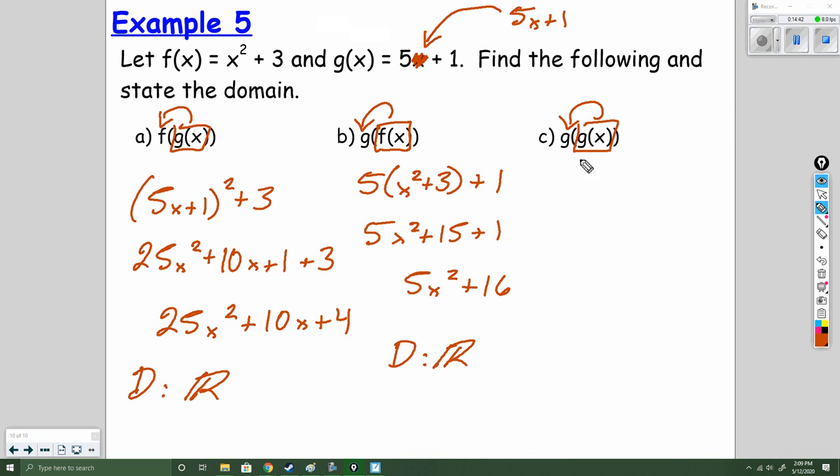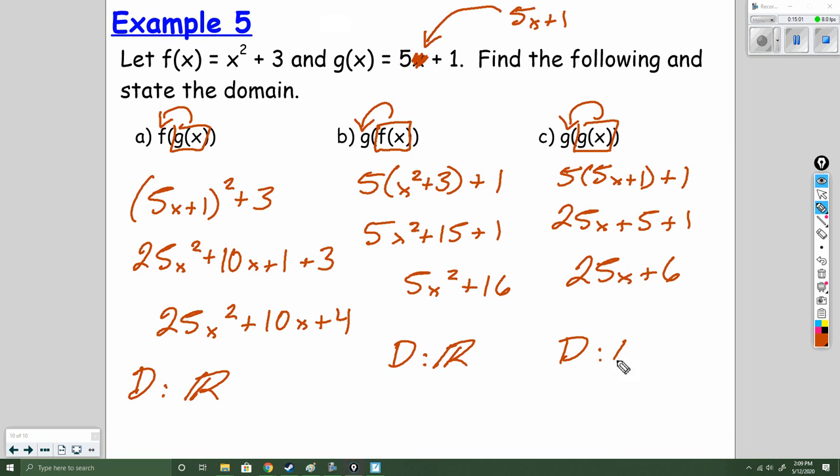So we have 5 times 5x plus 1 plus 1. Let's distribute. So we have 25x plus 5 plus 1, and that would give us 25x plus 6. Lastly, the domain, once again, is all real numbers.